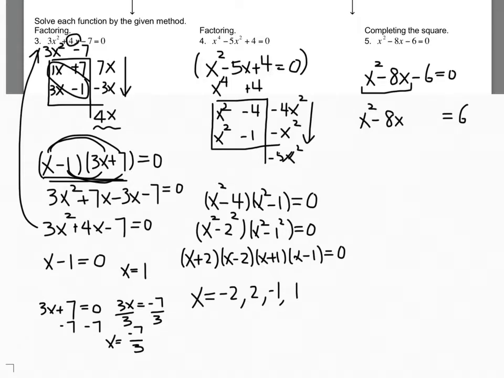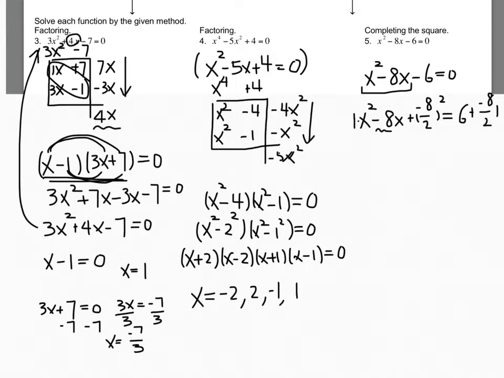So what will be the number I have to add to complete the square? Since my leading coefficient is 1, I'm going to take the linear term coefficient, take that number divided by 2, then square it. Hopefully by now, you are very comfortable working out this process. Take the number divided by 2, then square it.